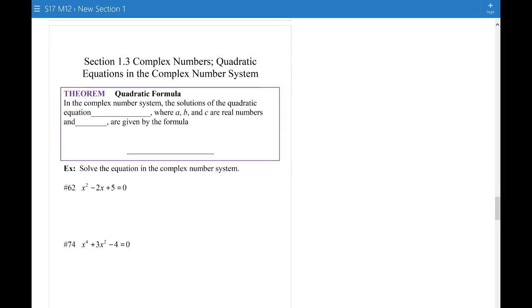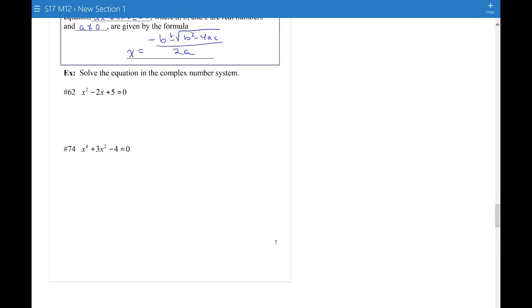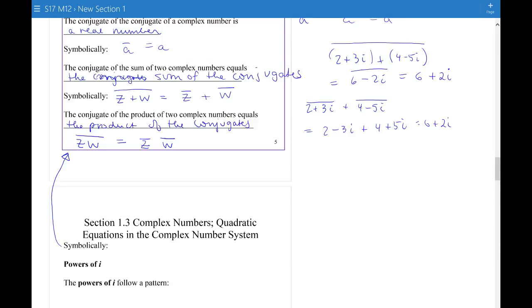So in the complex number system, the solutions of the quadratic equation ax squared plus bx plus c equals 0, where a and b and c are real numbers again, and a is not 0, so that it actually is quadratic, are given by this formula: x equals the opposite of b plus or minus square root of b squared minus 4ac all over 2a. And we'll do some practice of solving equations in the complex number system. And in fact, we'll talk about number 74 because that's an important quadratic in form, which we'll look at lots more of those later. And that's all we have for today.